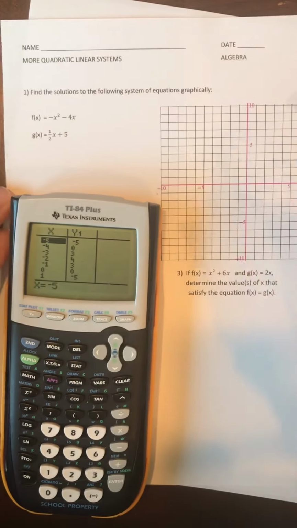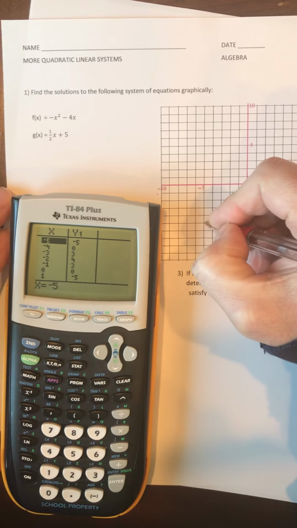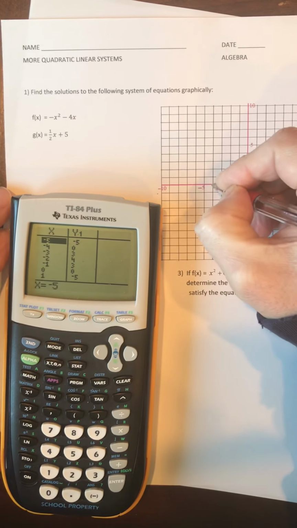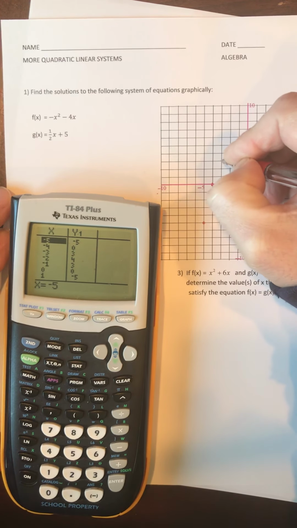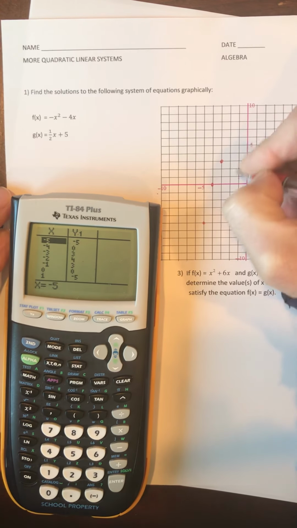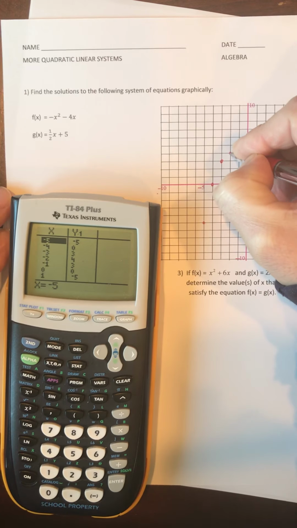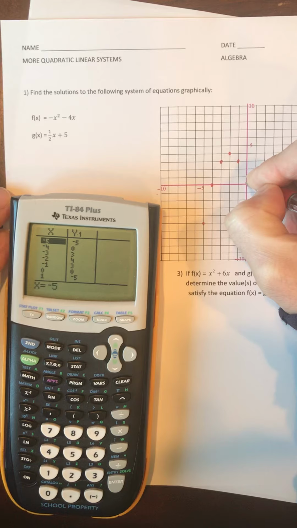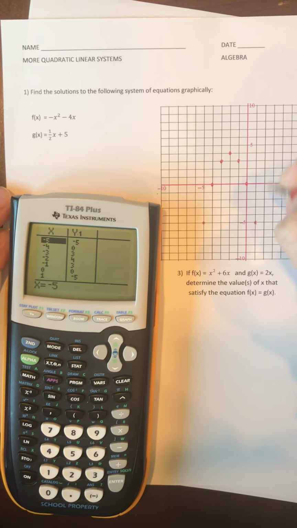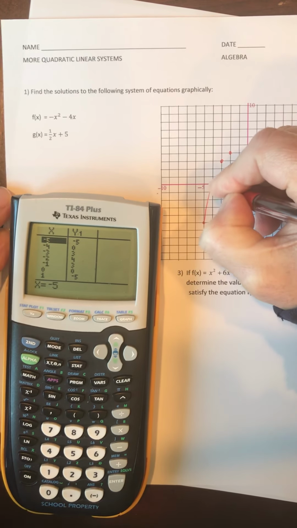All right, here we go. Plot these points. You could pause the video and plot these points and then start the video up again. All right, so this is our quadratic.